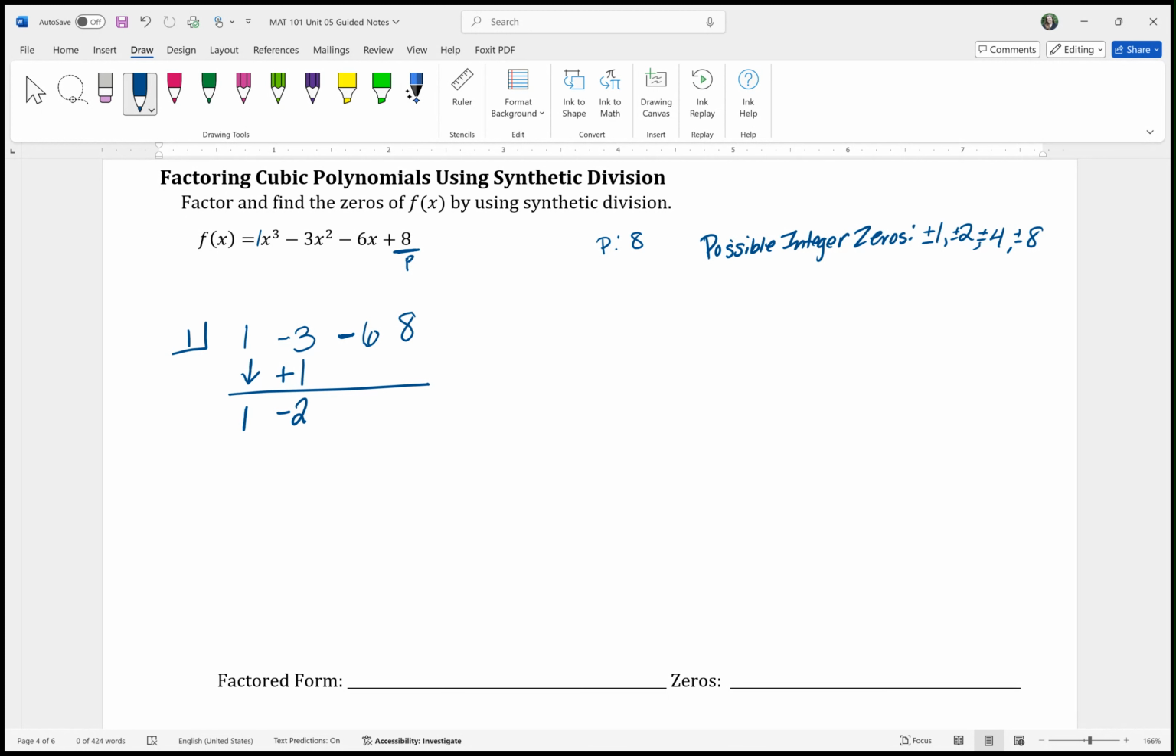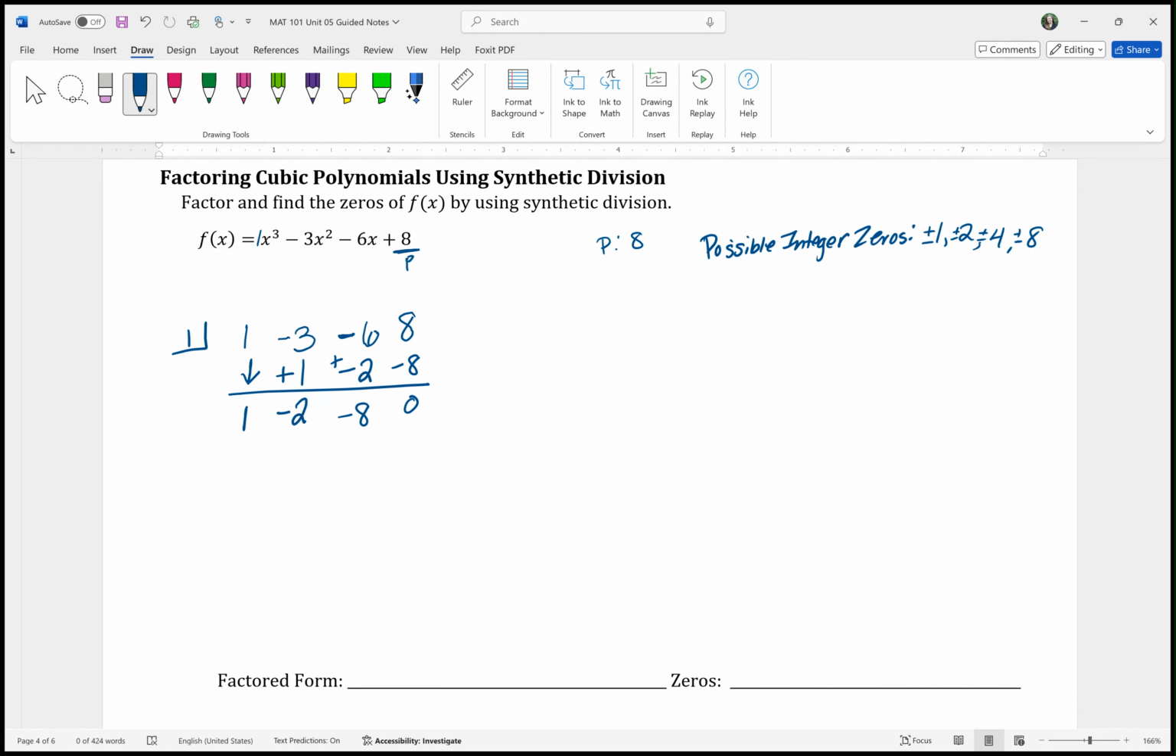Next, multiply. 1 times -2 is -2. Next, add. -6 plus -2 is -8. Next, multiply. 1 times -8 is -8. And add. That gives me 0.